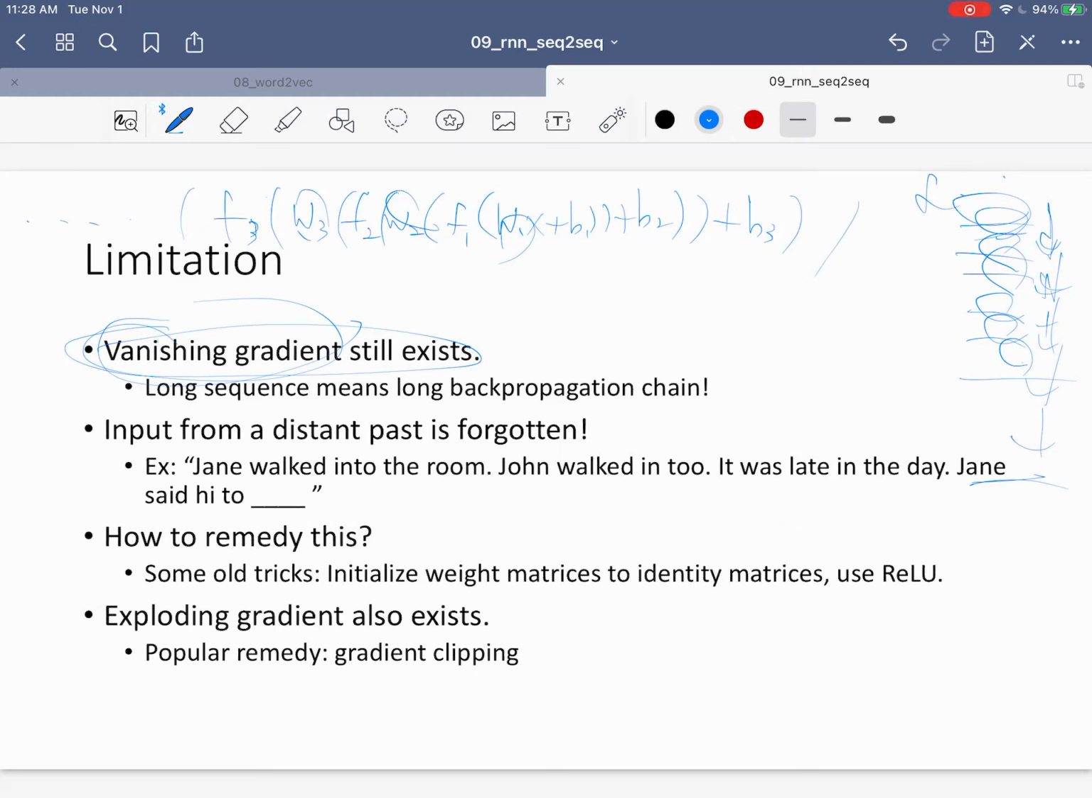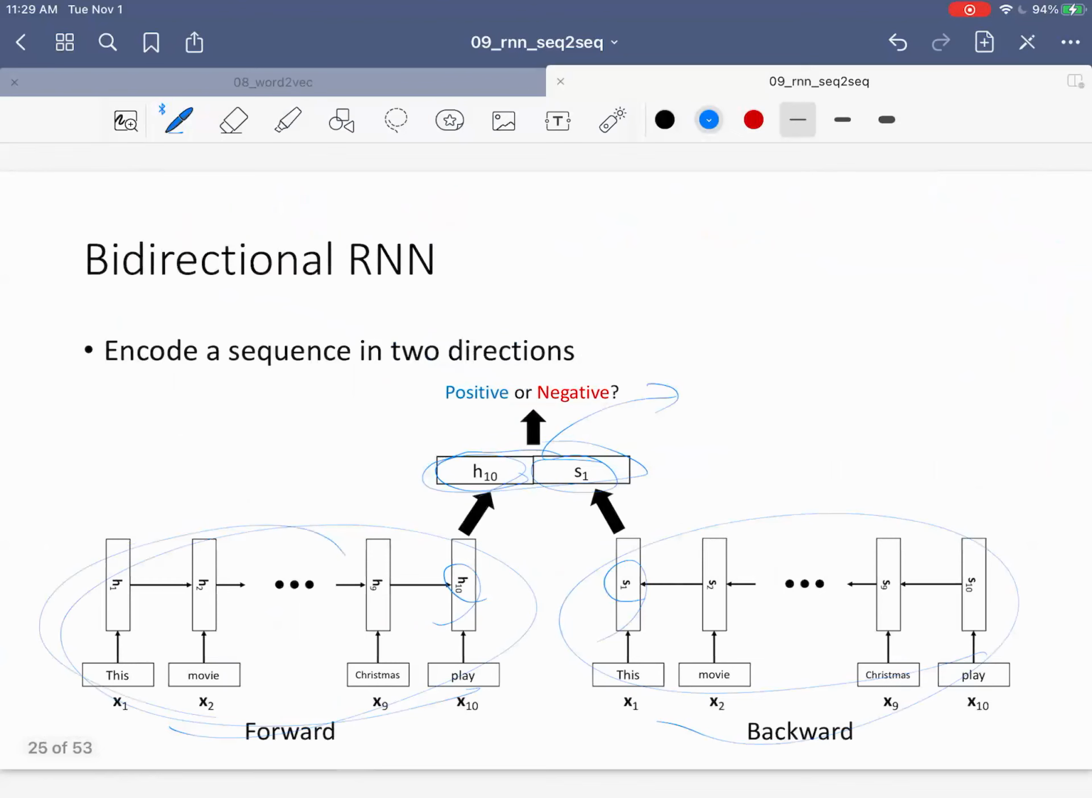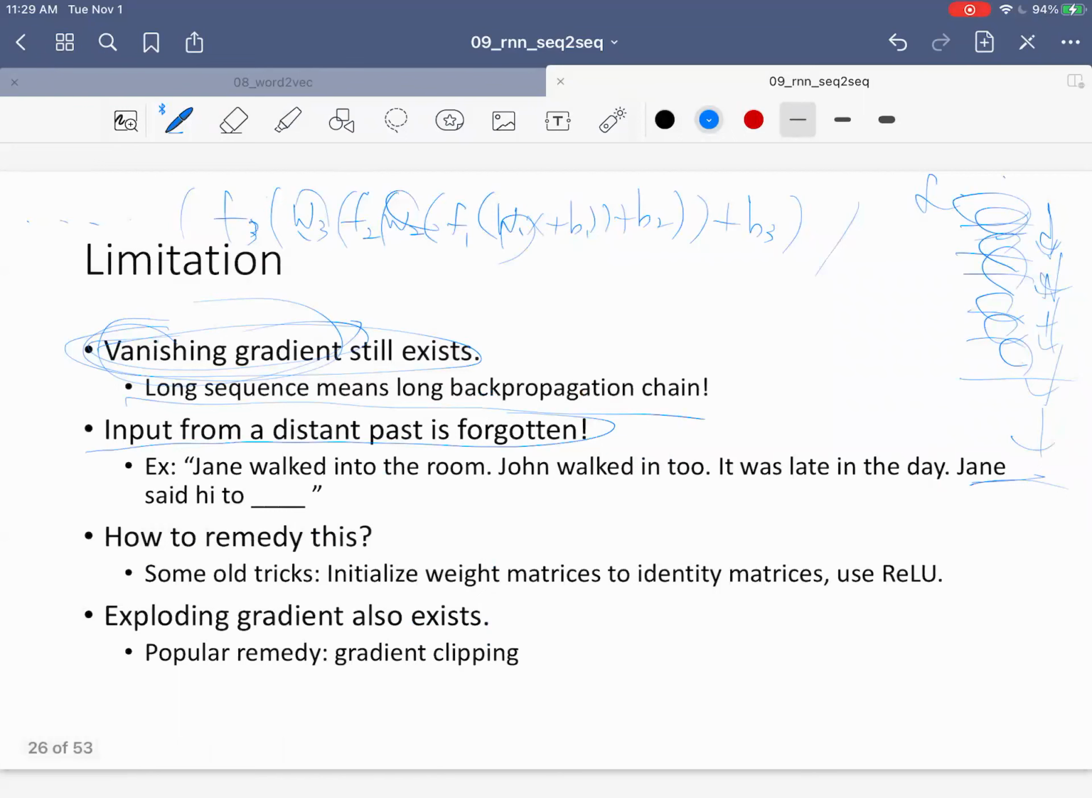So the same problem exists in the same manner. The vanishing gradient still exists. A long sequence means a long backpropagation chain, which doesn't work. And another thing is that input from the distant past is forgotten, exactly as I said here. If you use like 50 words or 100 words, then your H100 would probably not remember H1 or H2 very well. So that also is forgotten.